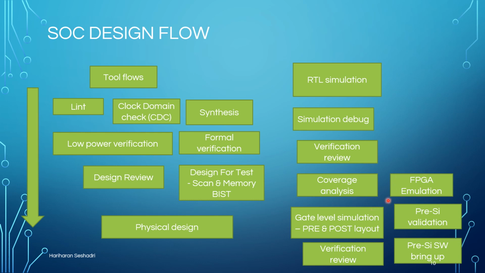Once you verify the FPGA, we do a gate level simulation, which can be pre-layout or post-layout based on the FPGA or ASIC. Pre-layout is done with the netlist you get from synthesis. Post-layout is what you do after the physical design, either after your floor plan, after your placement, or after your routing. There are various stages of layout. We'll talk about it in the next slide. So based on that, we do the simulations.